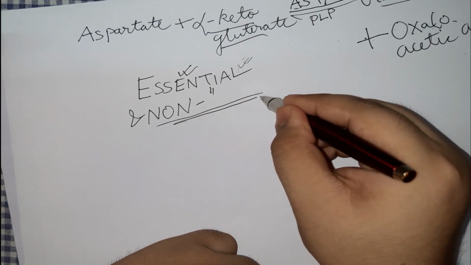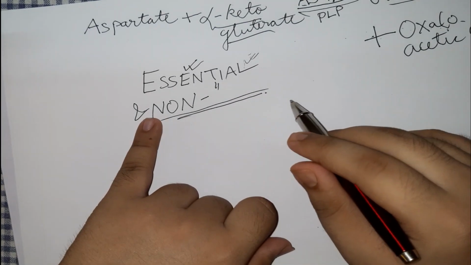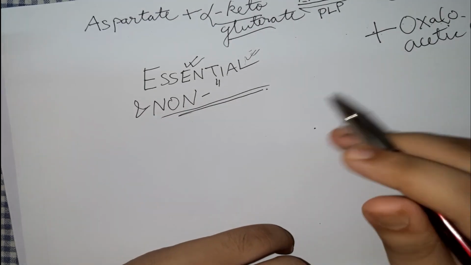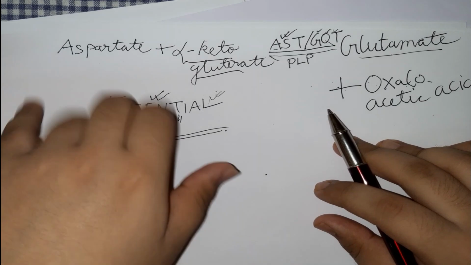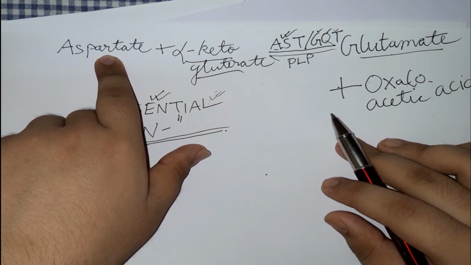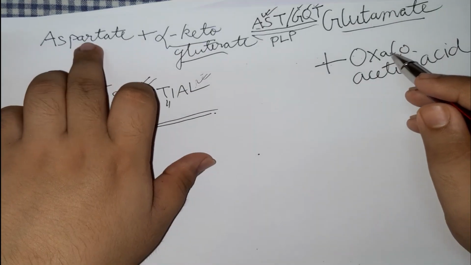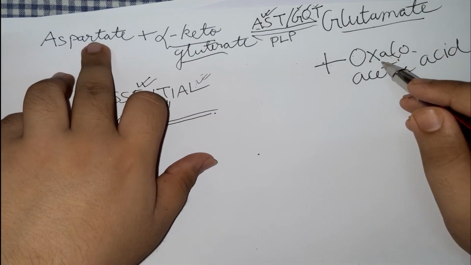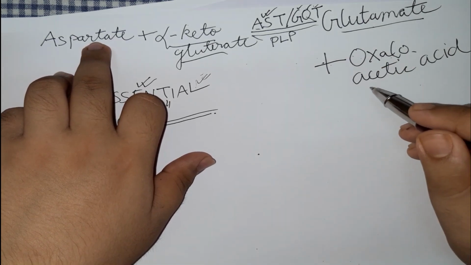Non-essential amino acids is where transamination comes in. Alright? Non-essential amino acids, how can they be synthesized? See, aspartate is a non-essential amino acid. Why? Because when you reverse this reaction, you will be forming aspartate. That's true, right? That's very true.